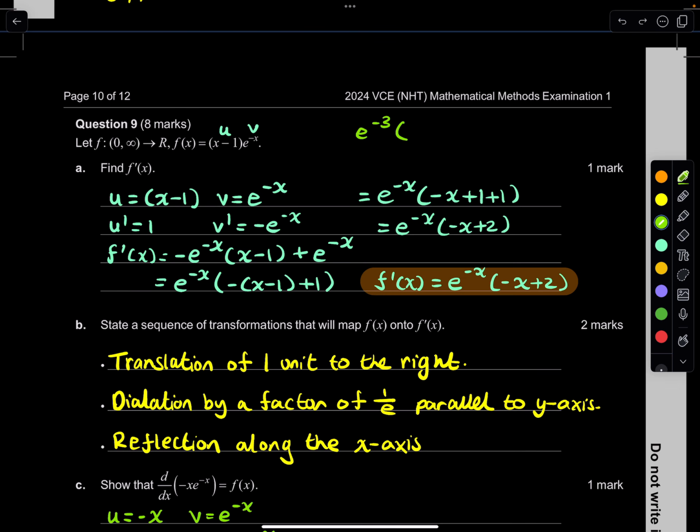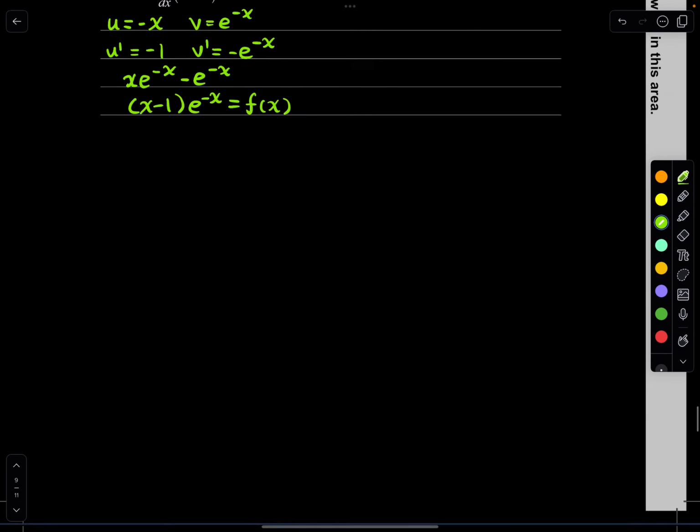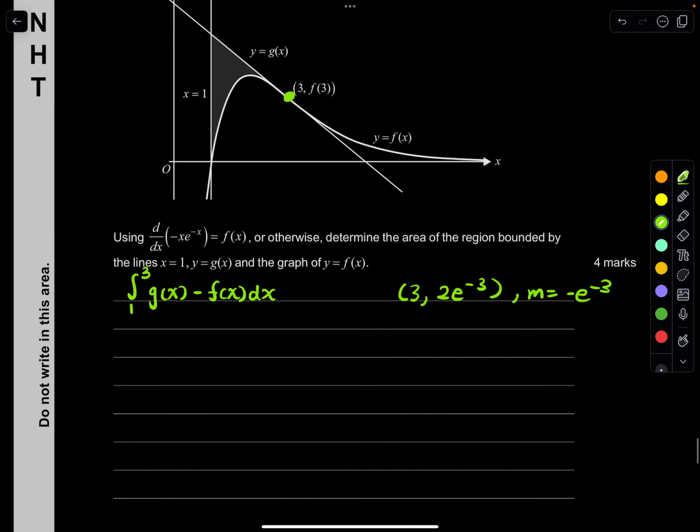Wait, I'm just mixing them up. So we're subbing 3, yep. So e negative 3 plus 2. So basically 2 minus 3, which is negative 1. So it's negative e negative 3, which makes sense. It is a negative gradient. You can see it's going down, and yeah, this looks great.